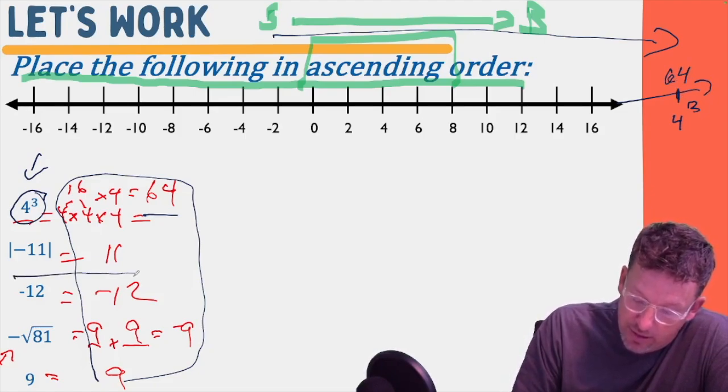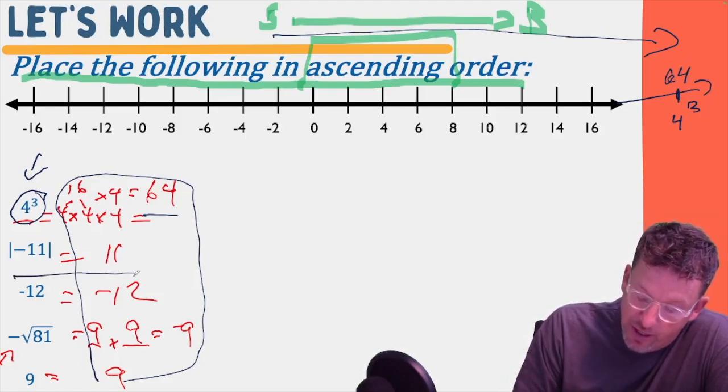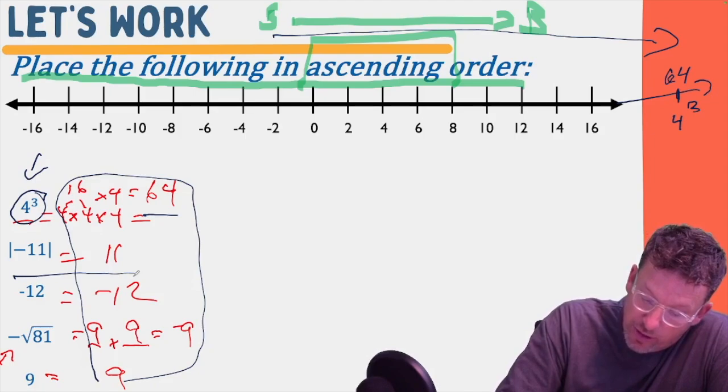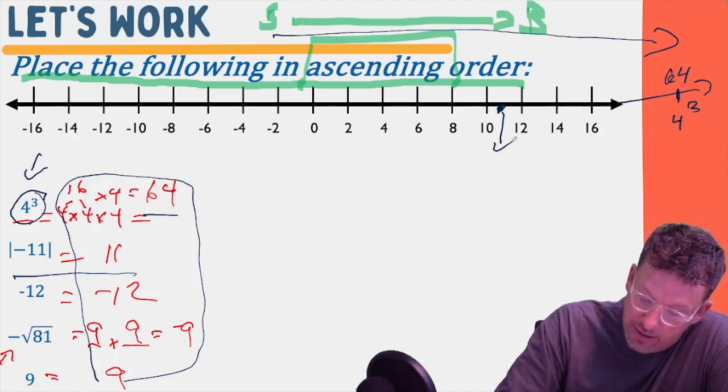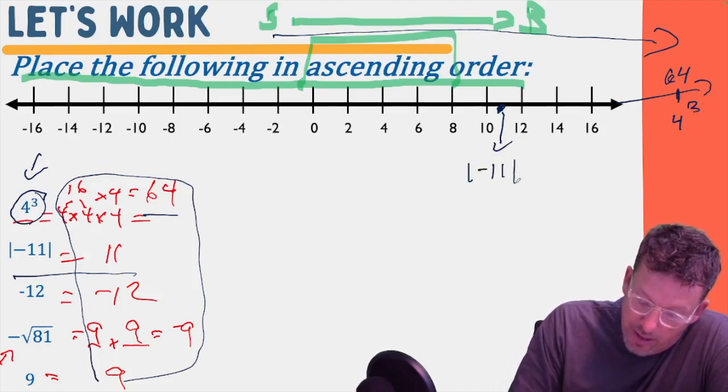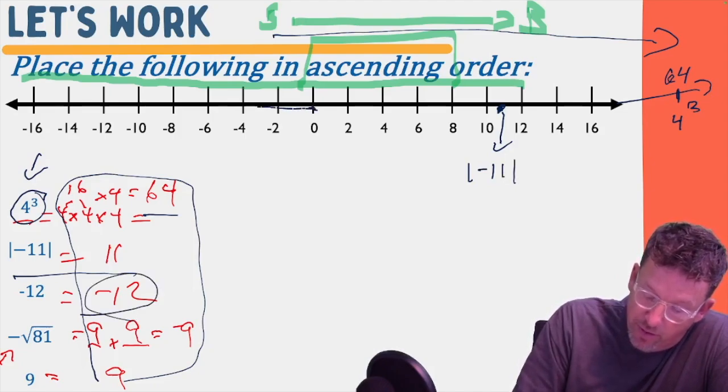Next one says the absolute value of negative 11 is equal to 11. So I go to 11, that's a positive, so I'm going to the right of the 0. Here is 11. I'm just going to draw a line down and say this is the absolute value of negative 11, okay? Next we have negative 12. Where does that go? Well, we start at 0, and we work our way backwards until we get to negative 12. There it is, and we have negative 12.